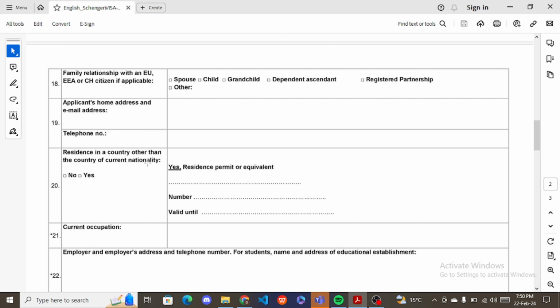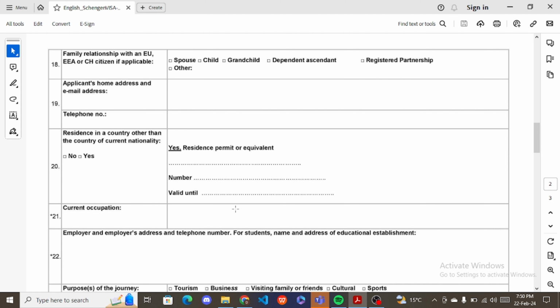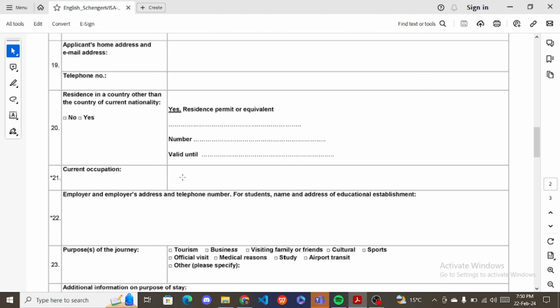If you're a resident in another country other than where you currently are or your current nationality, then you indicate yes or no. If yes, then you have to write your residence permit number and the validity, valid until when. Now you have to write your current occupation. If you work, then you have to write the title of your job. If you're a student, just indicate student.